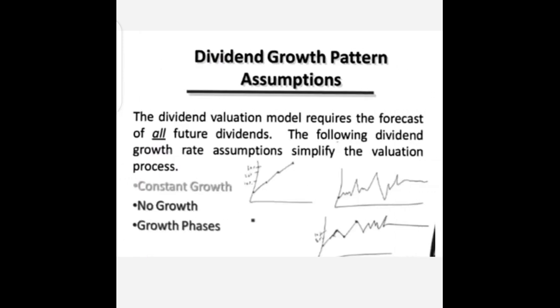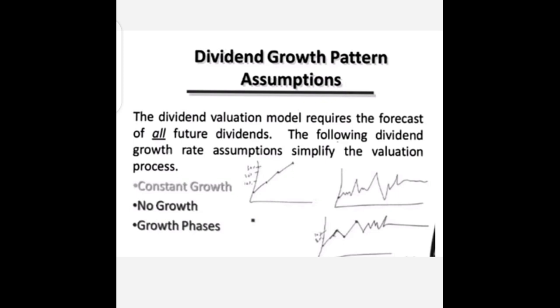Regarding dividend growth pattern assumptions, there are three types of pattern assumptions in the valuation of common stock, as we discussed in our previous lecture: the zero growth model, the constant growth model, and growth in phases. The dividend valuation model requires a forecast of all future dividends. The following dividend growth rate assumptions simplify the valuation process. Sometimes we have constant growth dividends, sometimes no growth dividends, and sometimes dividends with growth in phases.